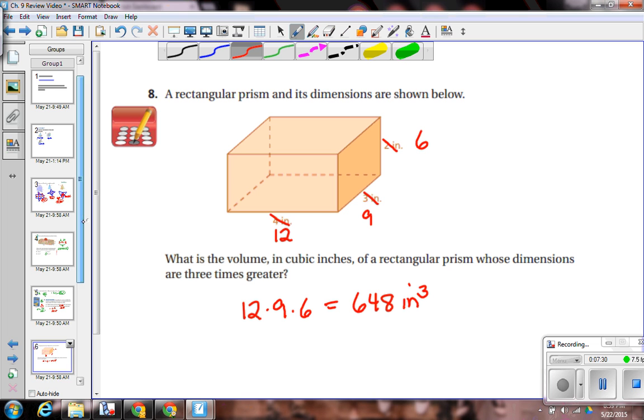I know it's tempting to just say the volume has been tripled, but just remember that length, width, and height have each been tripled, so it's actually 27 times greater.